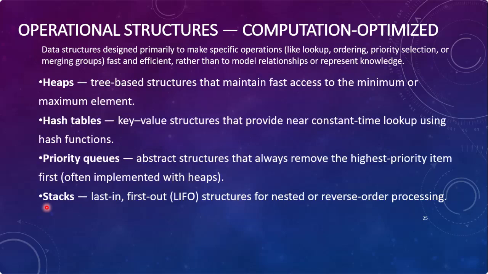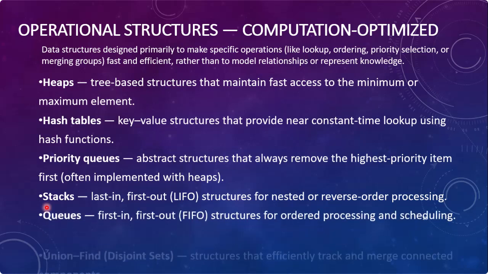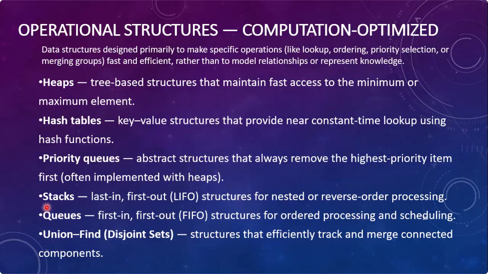For operational structures, a heap helps us find the smallest or largest item instantly. A hash table allows for near instant lookups, like finding a name in a massive digital phone book. Stacks, last in, first out, and queues, first in, first out, help the AI manage its tasks in order. So if an AI is exploring a maze, it might use a stack to remember the way back. Union find is a specialized structure used to track and merge connected groups efficiently.